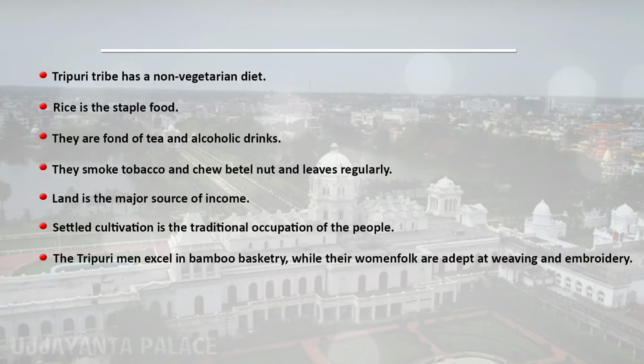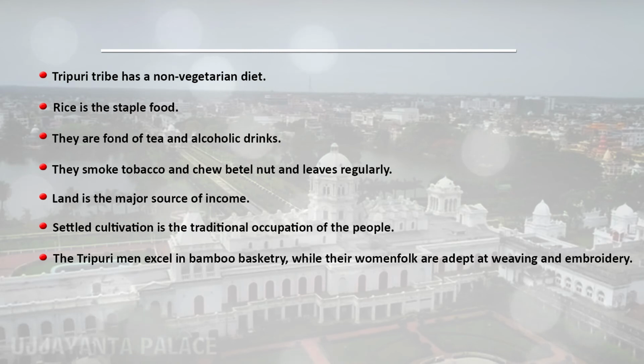These Tripuri groups are basically a non-vegetarian group. Rice is their staple food, and they are fond of the alcoholic drink which they prepare at home. They call it chuak or butuk or langi. They also consume smoked tobacco through the daba, or you can say habul babul, and they chew betel nuts and leaves regularly, and land is their major source of income.